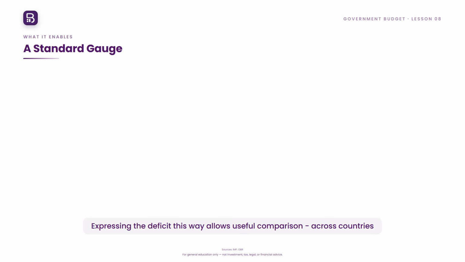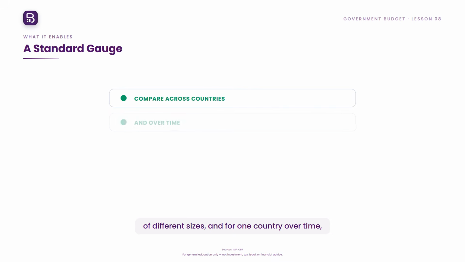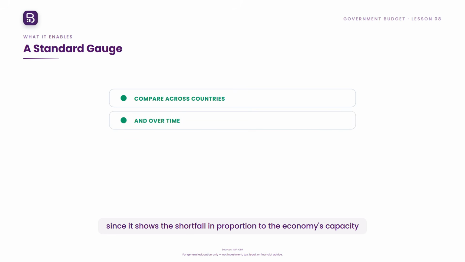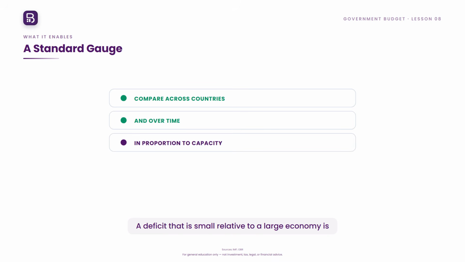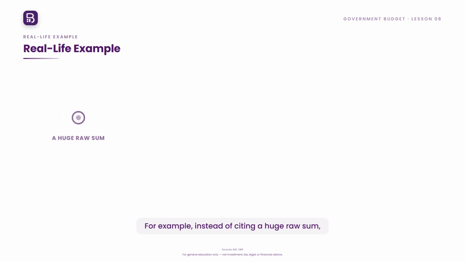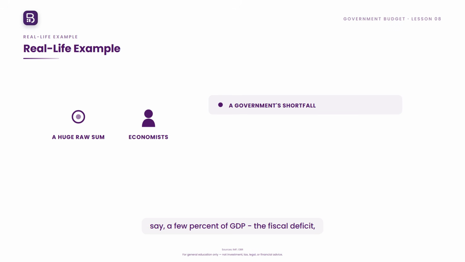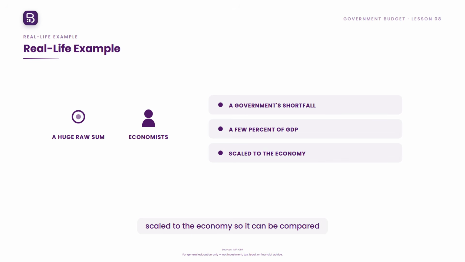Expressing the deficit this way allows useful comparison across countries of different sizes and for one country over time, since it shows the shortfall in proportion to the economy's capacity to bear it. A deficit that is small relative to a large economy is more manageable than the same sum in a small economy. For example, instead of citing a huge raw sum, economists describe a government shortfall as, say, a few percent of GDP, the fiscal deficit, scaled to the economy so it can be compared meaningfully.